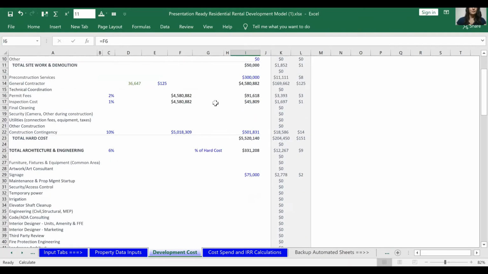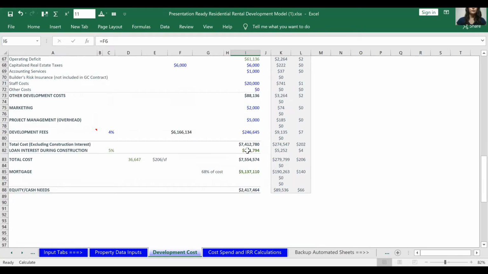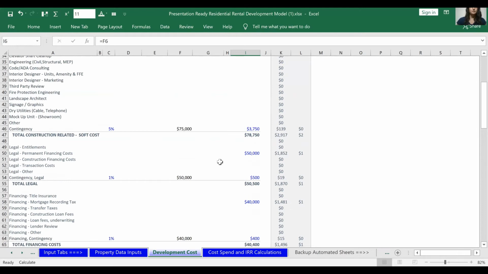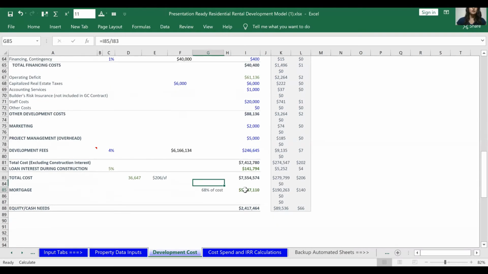Down below, this is feeding from another tab, but you have your interest during construction, and your mortgage that's being calculated somewhere else and feeding here. In this case, the equity requirement is 2.4. We've already put in $1 million because we already have the land, so there's another 1.4 that we have to find before the lender will give us 68% of the balance on this project.